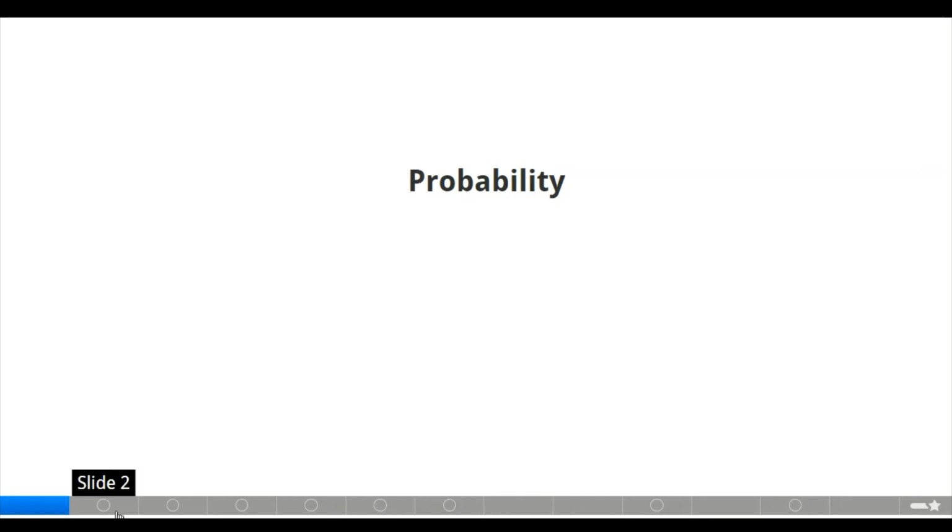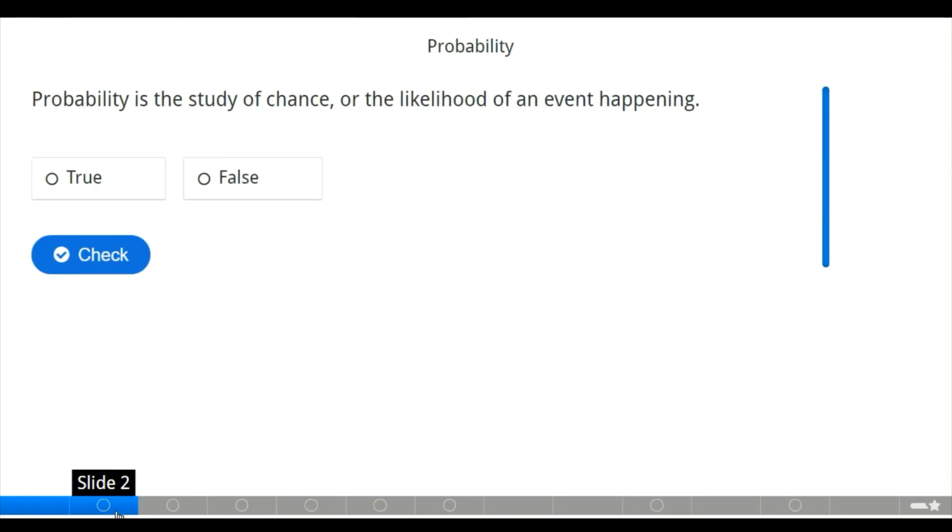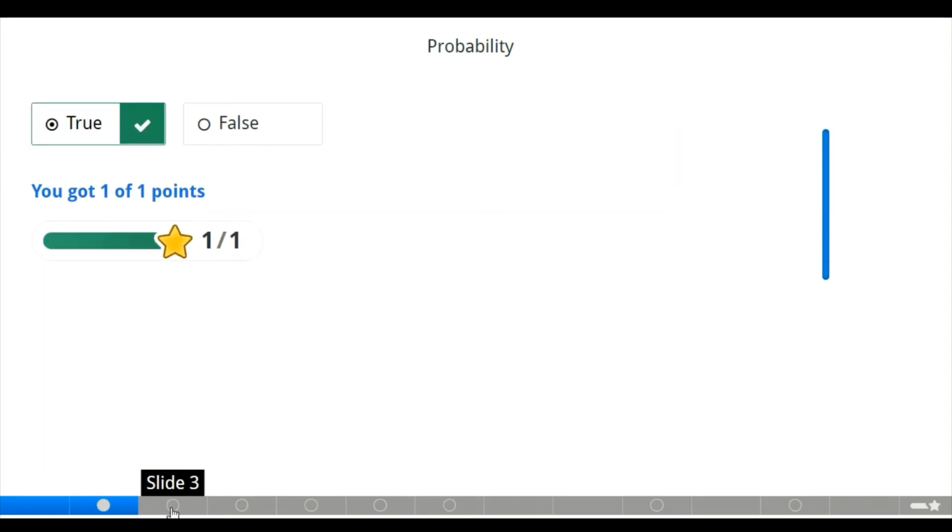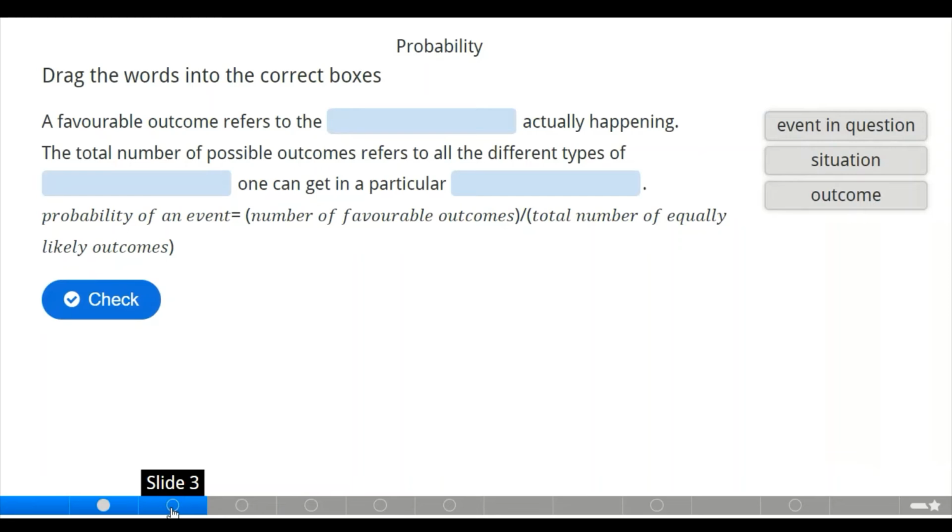Okay, so let's start with the first interactive option. Probability is the study of chance or the likelihood of an event happening. Yes, probability is the study of chance or the likelihood of an event happening. Okay, now let's look at the next one here. A favorable outcome refers to the event in question actually happening. So when you have a favorable outcome, that implies that the event you are looking at actually happened. So we call that outcome a favorable outcome.